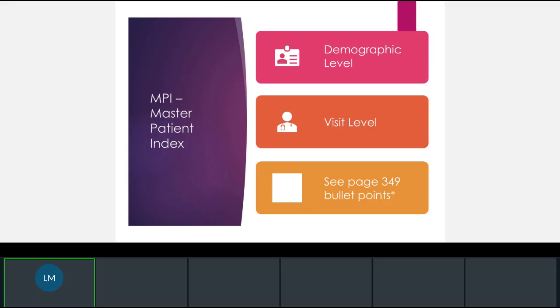On the visit level, there has to be an account number or a visit number, an admission date or an encounter date, a discharge date, the type of service that was provided or encounter, the location of that service or that encounter, the primary physician that was involved, and the patient disposition. So all of those things are necessary in the master patient index.